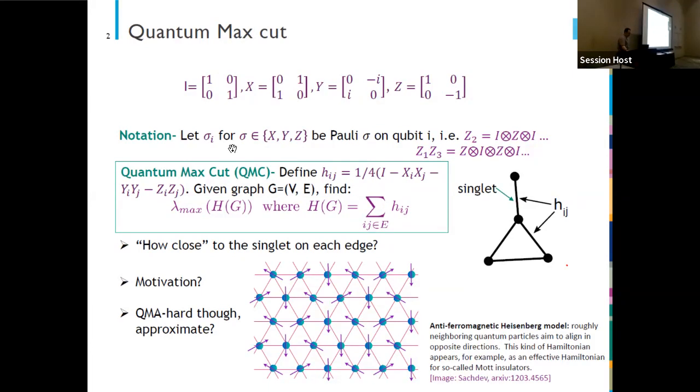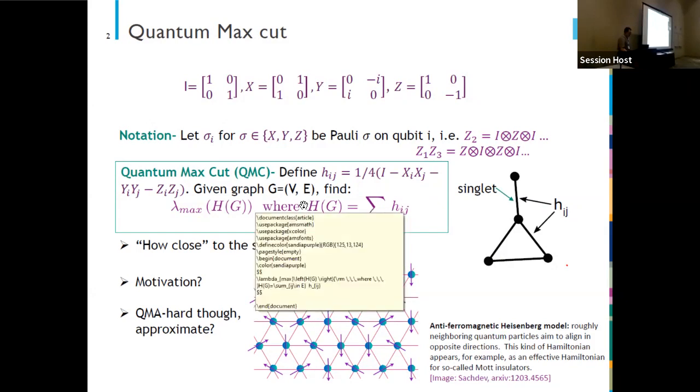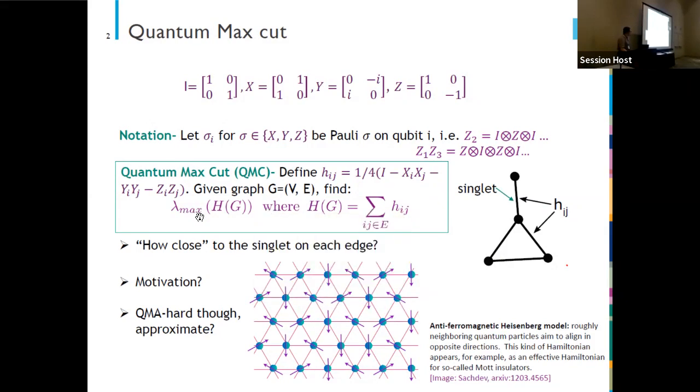I just want to get this notation out of the way. So sigma I, for sigma one of these Pauli matrices, I just mean to put Pauli sigma on qubit I, and put identity on the rest. Okay, so quantum max cut is just, given the interaction graph, what's the energy of the anti-ferromagnetic Heisenberg model. So given one of these graphs, put a singlet on each edge and then tensor it with identities on the rest, and you sum up all of those, and then just tell me what the largest energy is.